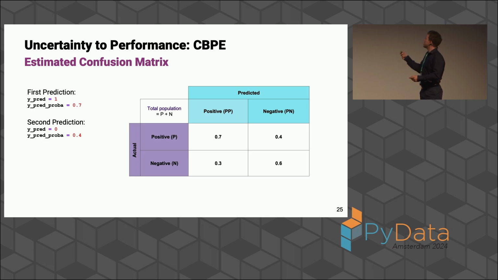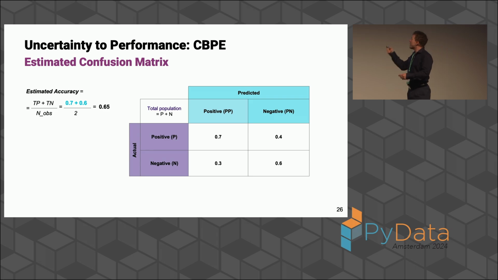Second prediction, let's say we get a 0 this time, predicted probability 0.4. We're just going to fill it in the negative part of the confusion matrix. Then we can take any metric we want. This time, it's accuracy because it's the simplest, and we're just going to use our well-known definition of accuracy. We're going to take that, and we have our estimated accuracy for these two predictions.